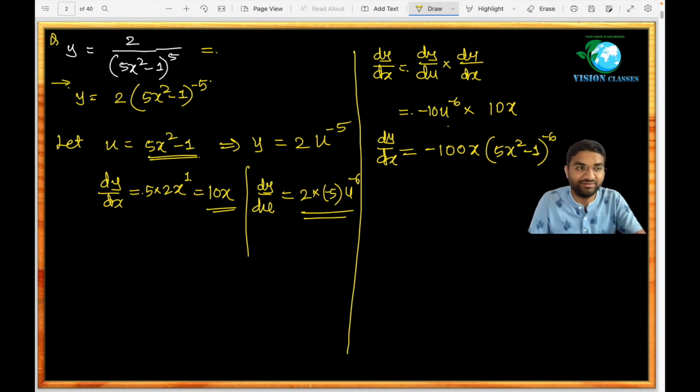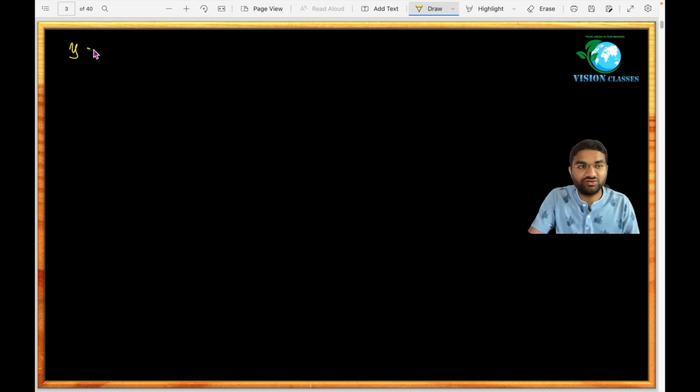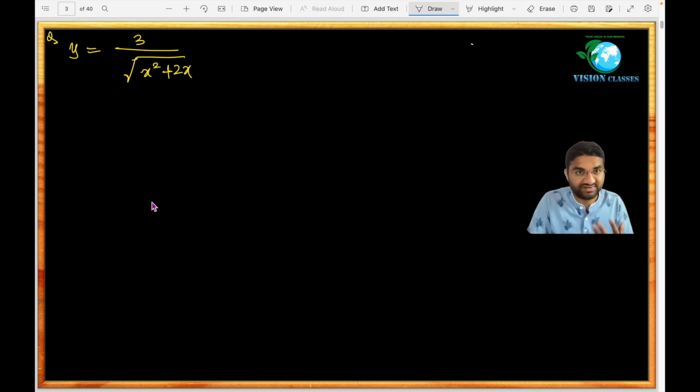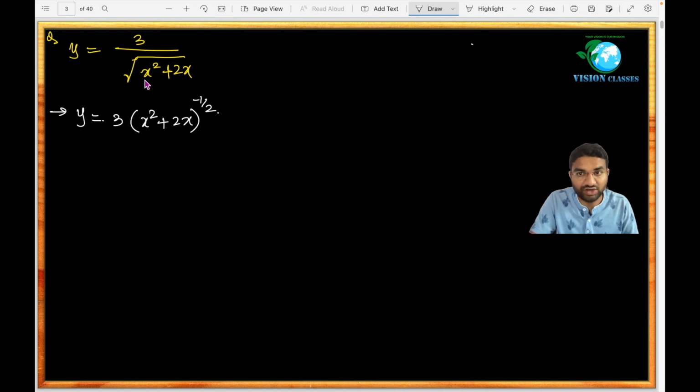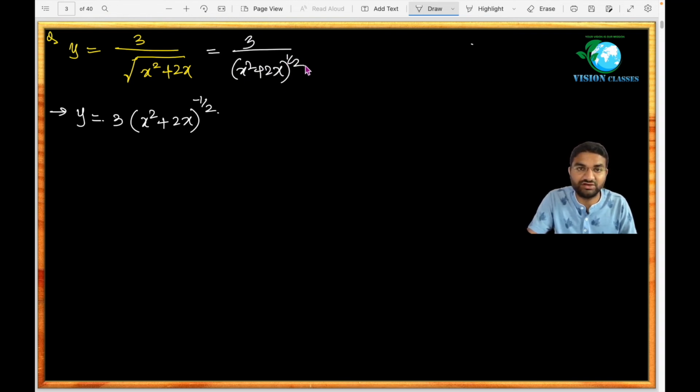That's pretty simple. Next we have, let's say, the function y is equal to 3 over x square root of x square plus 2x. Fine, this is the function we have. So here we have to first simplify this y. So y is equal to 3 times x square plus 2x raised to negative 1 by 2. We can write it like this because the root is basically x square plus 2x raised to 1 by 2, and if you transfer it to the numerator it will be negative 1 by 2.